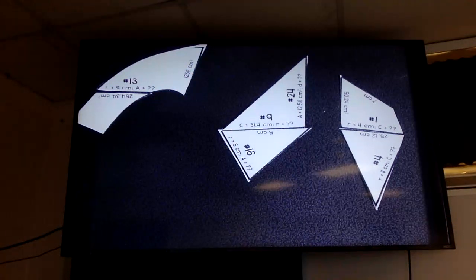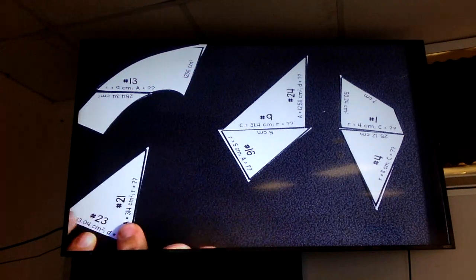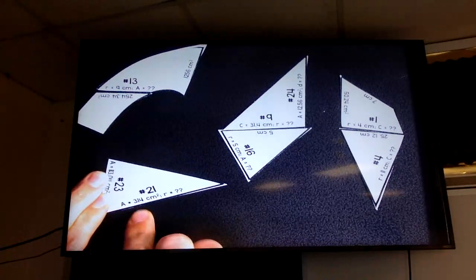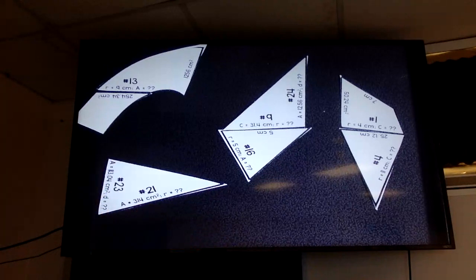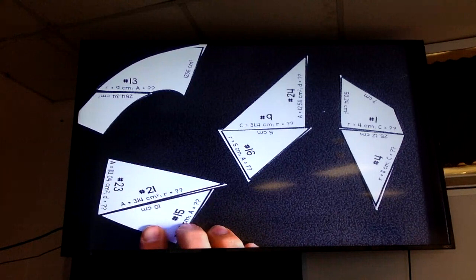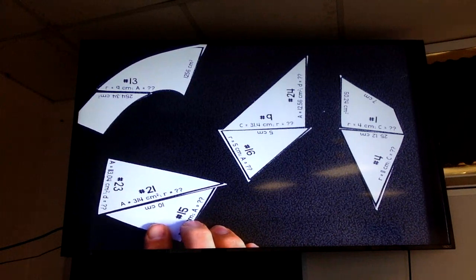And then the last one we did together was question number 21. So here's question number 21, and it was asking us to find the radius when we knew that area was 314. And we came up with the answer of 10. So here's my answer, and I'm going to put it right there.